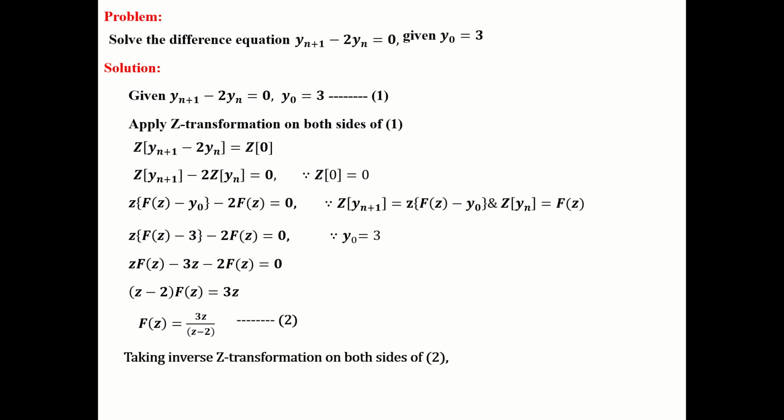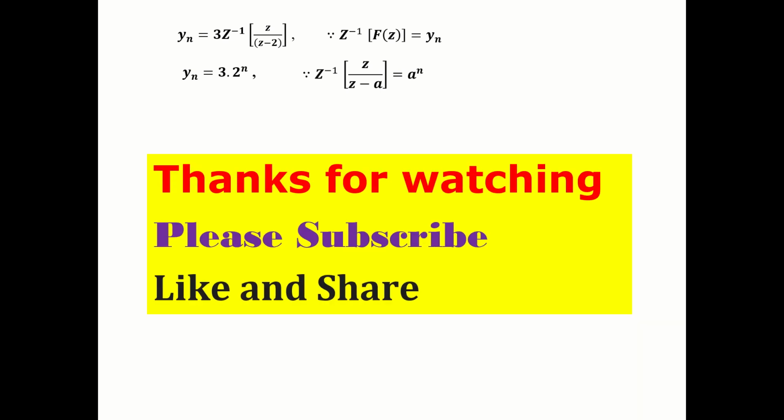Now taking inverse Z transformation on both sides to find y(n). So taking Z inverse of F(z), which is equal to Z inverse of 3 into z by z minus 2. Taking 3 outside, we know Z inverse of F(z) is y(n), which is equal to 3 into Z inverse of z by z minus 2. We know the formula: Z inverse of z by z minus a is equal to a power n. Instead of a, you have 2, so it can be written as 3 into 2 power n. So y(n) equal to 3 into 2 power n is the required solution for the given difference equation.